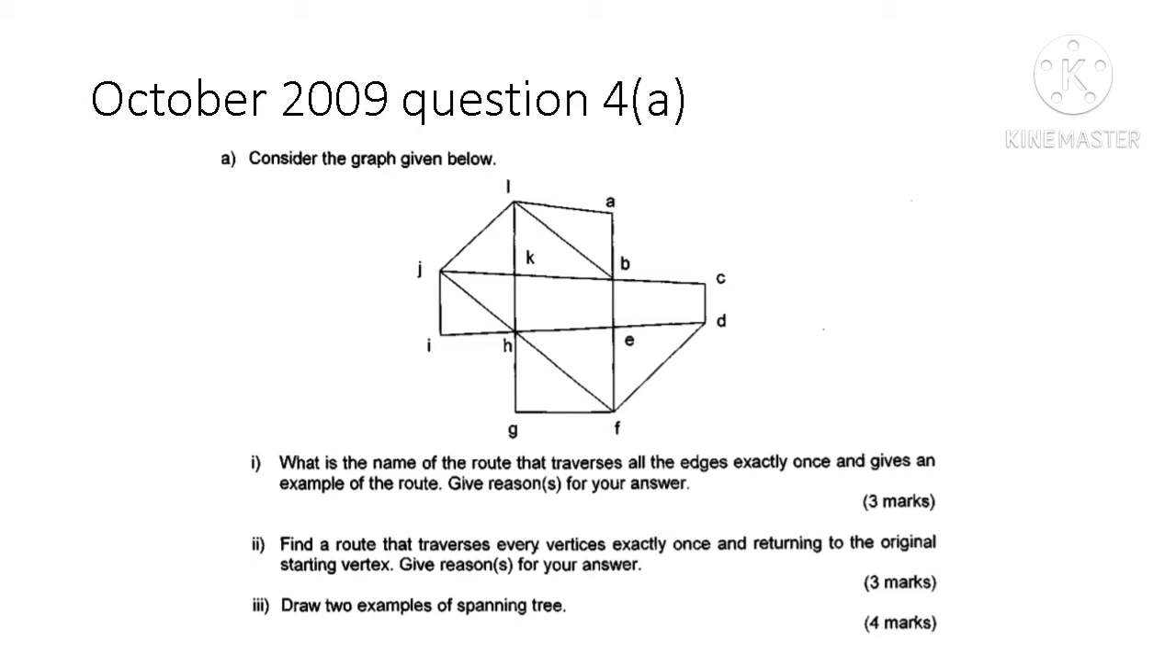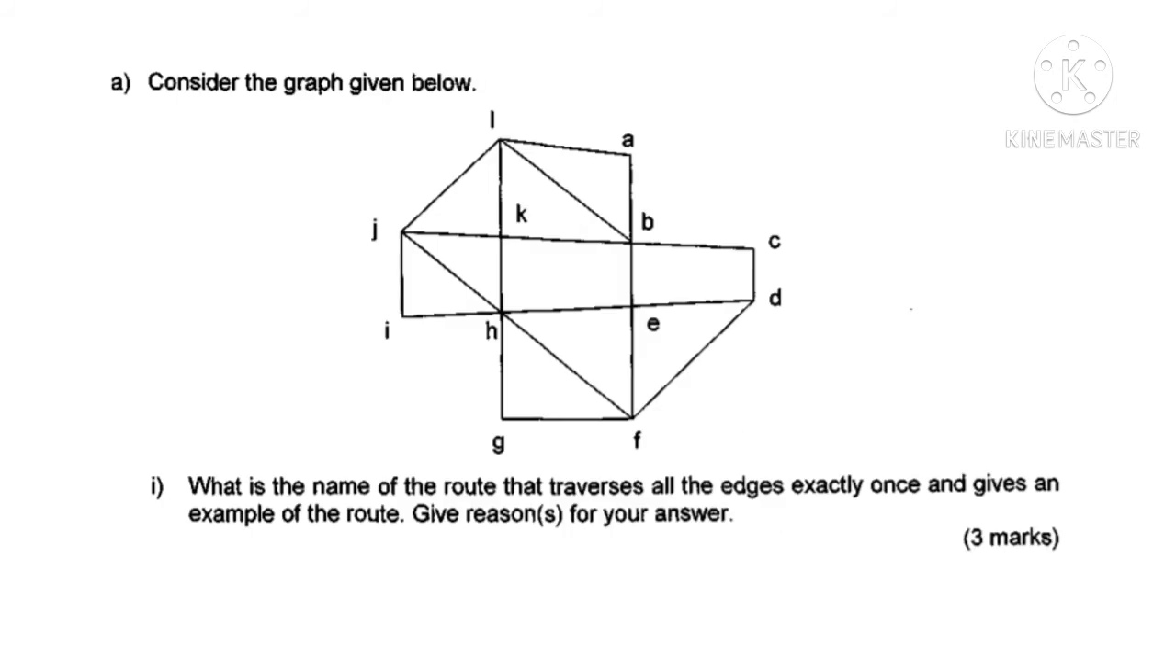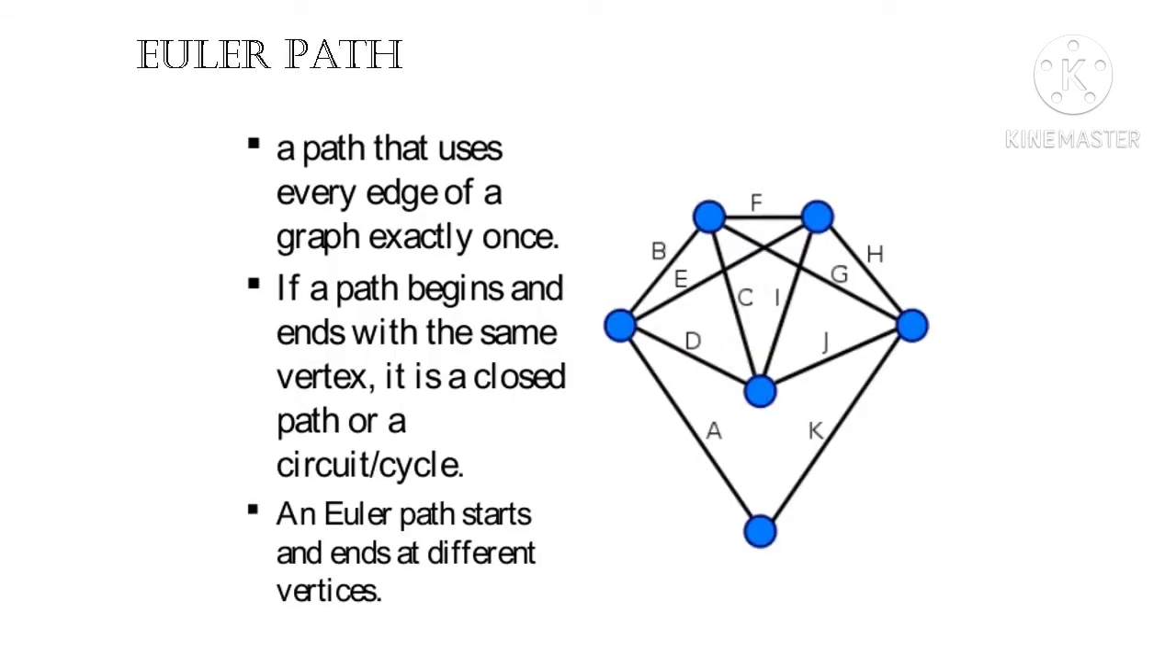So the next question will be October 2009 question 4A. The first question asks what is the name of the route that traverses all the edges exactly once, and give an example of the route. Give reasons for your answer. Based on the question, we know that the description is referring to an Euler path. So what is an Euler path? An Euler path is a path that uses every edge of a graph exactly once, and it starts and ends at different vertices.